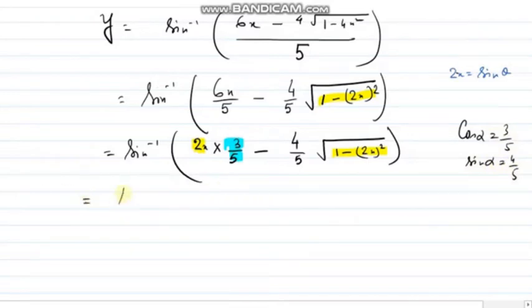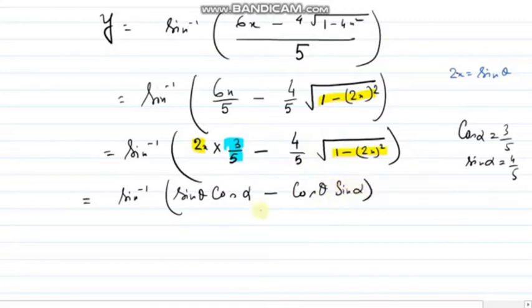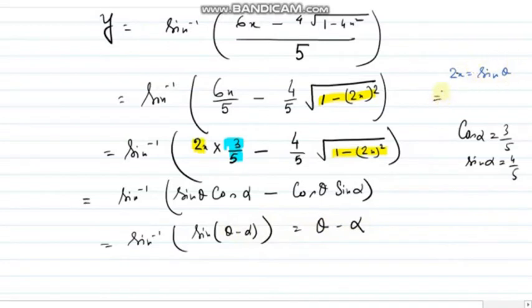So now if I transform this in terms of theta and alpha, it will be sine inverse of (sine theta cos alpha minus cos theta sine alpha), right? So it will be transformed to sine inverse of sine of (theta minus alpha), which will be only theta minus alpha. From here, what is my theta? Theta is sine inverse 2x, right? And for alpha I can write cos inverse 3 by 5 or sine inverse 4 by 5, it doesn't matter. Why? I will show you.